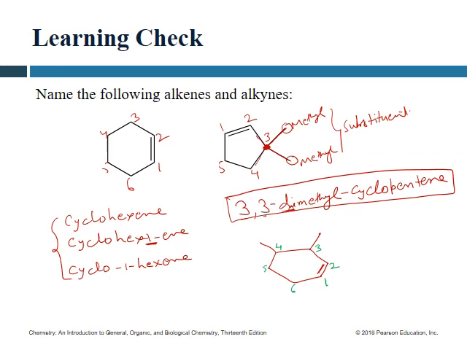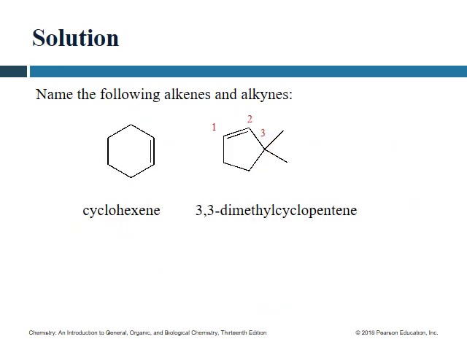So the naming will be 3,4-dimethylcyclohexene, because this is a 6 carbon ring, right? Cyclo for closed rings, 3,4-dimethylcyclohexene. So this is the solution of the previous problem.